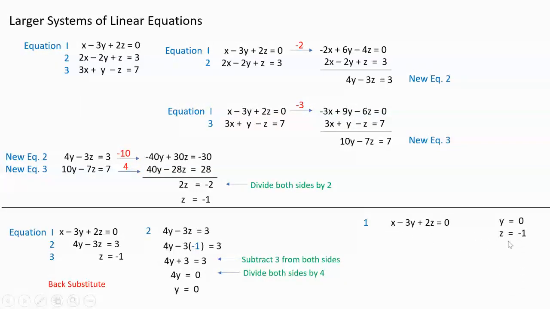Now I go to equation 1, and I'm going to plug in 0 for y and negative 1 for z, and solve for x. In this case, we get x minus 2 equals 0, so x equals 2. So I solved the linear system of equations. I get x equals 2, y equals 0, and z equals negative 1. This is my actual point.